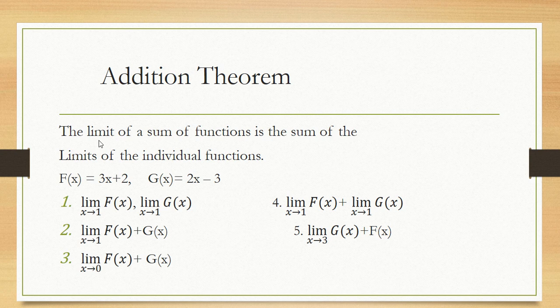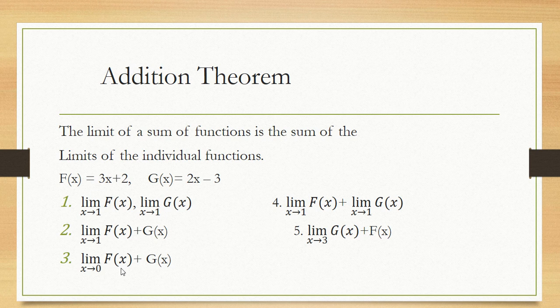Say, for example, numbers 1 to 5 follow this theorem: the limit of a sum of functions is the sum of the limits of the individual functions. We get first the limit of f of x as x goes to 1. What is the value? 3 times 1 plus 2 is 5. The limit of g of x as x goes to 1 is 2 times 1 minus 3, that is negative 1. So the limit of f of x plus g of x is 5 plus negative 1, that is positive 4.